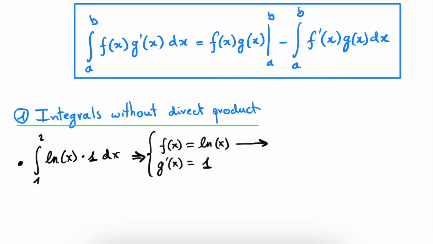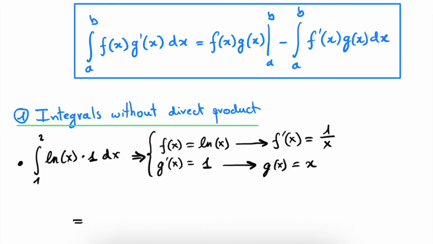The second step is then to derive this f of x to get f prime of x. And the derivative of the ln of x is simply 1 over x. Then to get g of x from g prime of x, we have to do integration, the antiderivative. However, in this case, this is very straightforward, because we see that the antiderivative of 1 is simply x. Because if we derive x with respect to x, we simply get 1 again, which is a very basic check. So now we have all the components that we need to fill in this formula. We have f of x, g of x, and f prime of x. So we can simply use this formula.